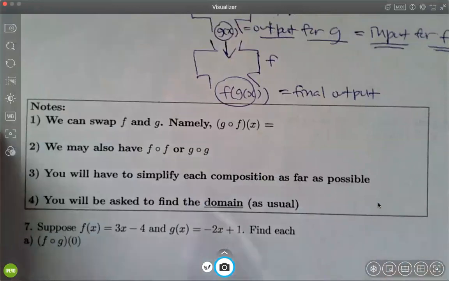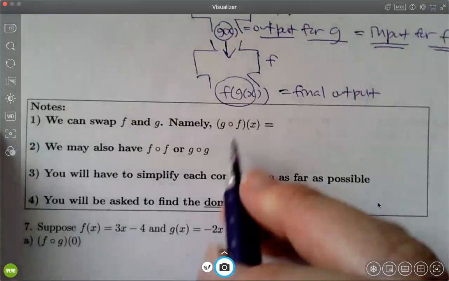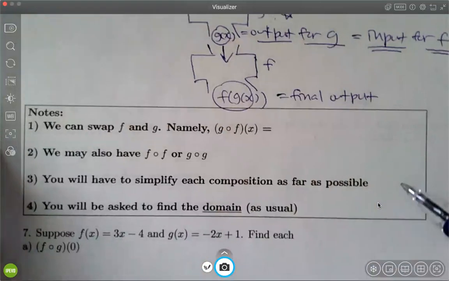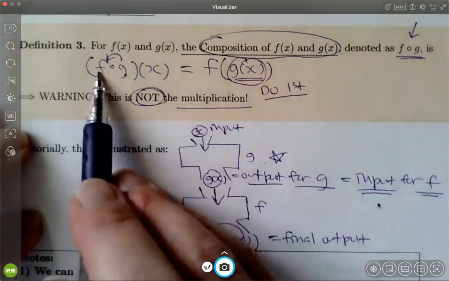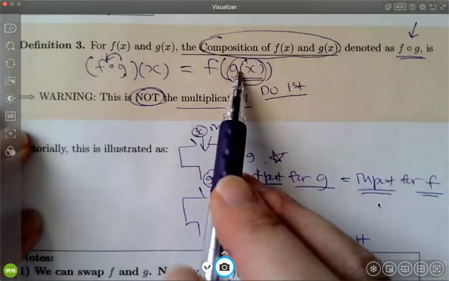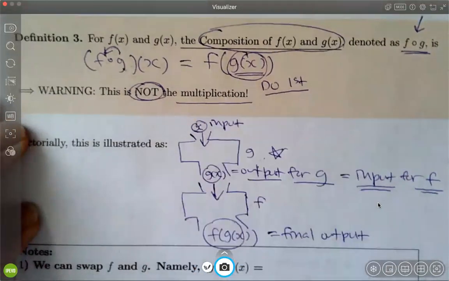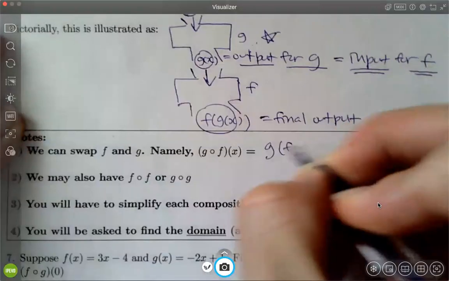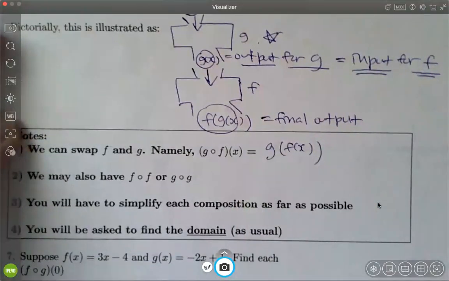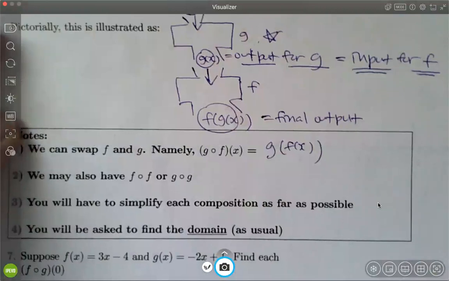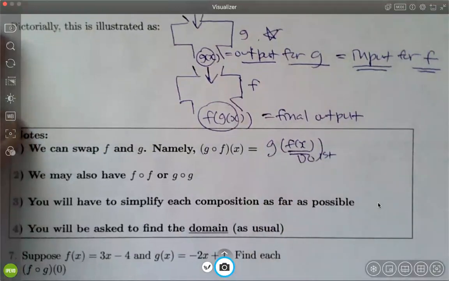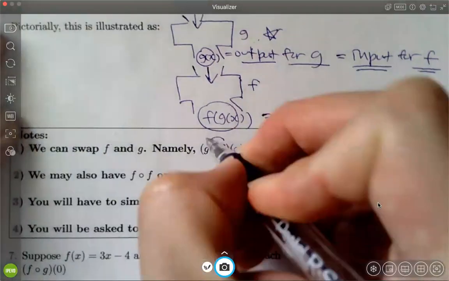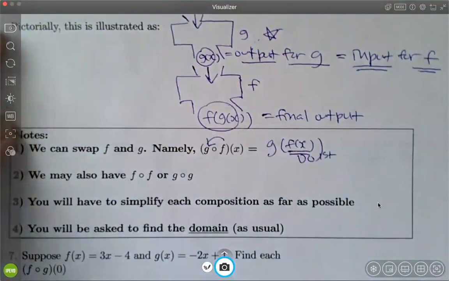Now a few remarks. We can swap f and g, namely g circle f. Then what does it mean? From this definition, when we swap f and g, we have to swap them right here as well. So now the outside function is g, and the inside function is f of x. Do we still do the g first? No. Now, since f is the inside function, we do it first. So g is not always the second function. g could be the first function.